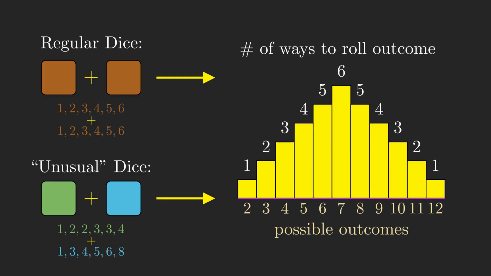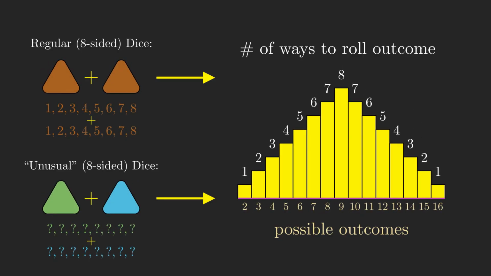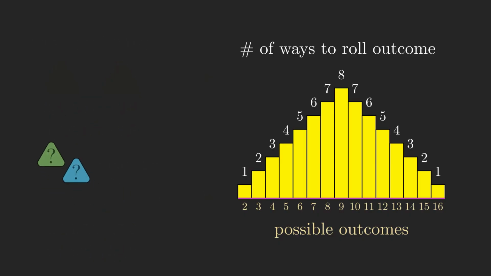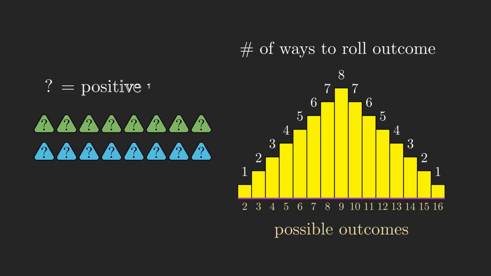My question is, can we find an alternate pair like this one for 8-sided dice? In other words, can we label two 8-sided dice with positive integers on each face, such that when you roll the pair and add the numbers on each of their faces, you get the same probability distribution for the possible outcomes as with regular 8-sided dice?